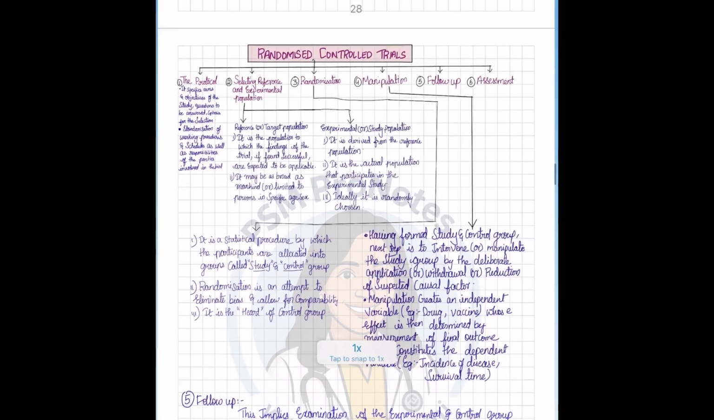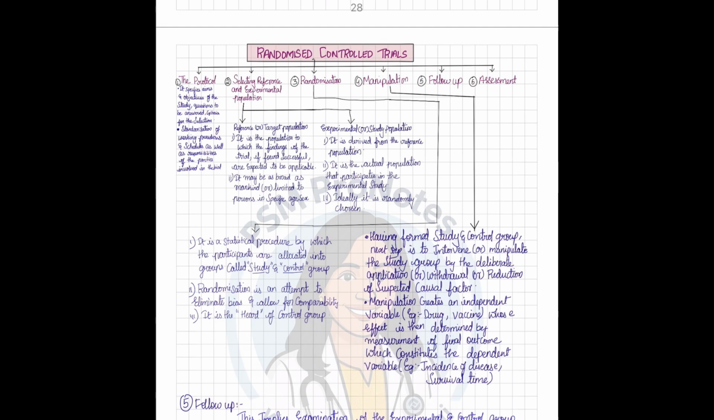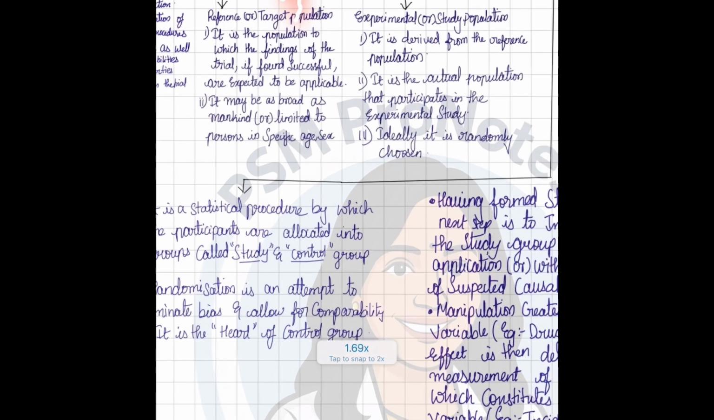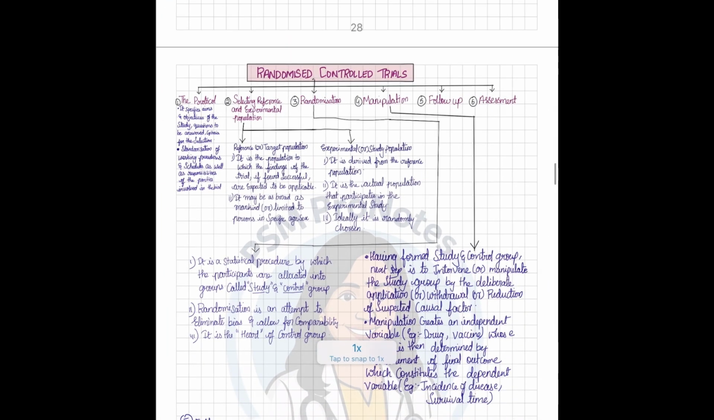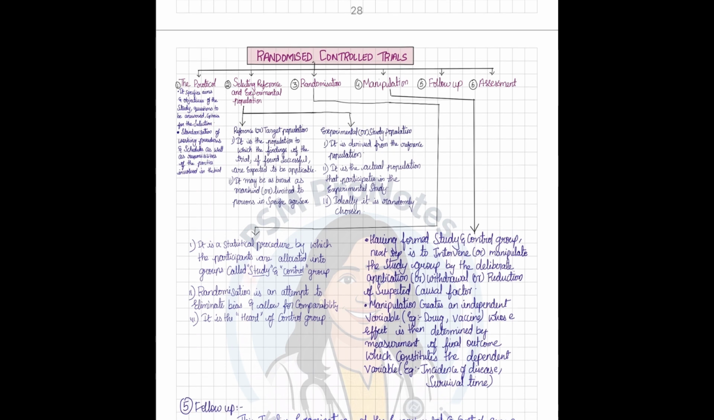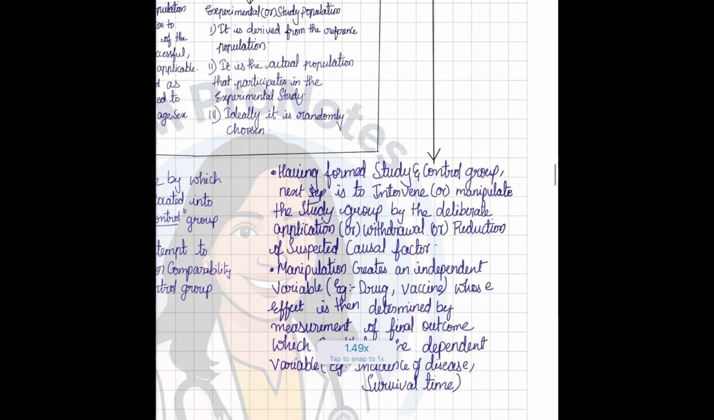This procedure ensures that both groups are comparable at the start of the study, controlling for confounding variables that could affect the outcomes. Manipulation. Once the groups are randomized, the experimental group receives the intervention or treatment being tested. The control group, on the other hand, receives either a placebo or standard treatment. The manipulation helps isolate the effect of the intervention on the outcome.